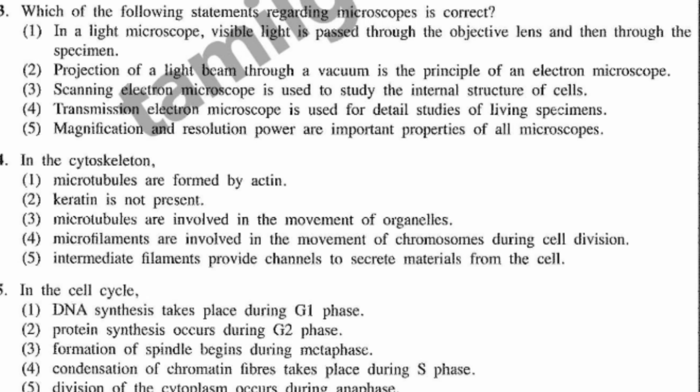Fifth question, in the cell cycle. So it's about the cell cycle, and when they say cell cycle, they are basically talking about mitosis, not meiosis. The first statement says DNA synthesis takes place during the G1 phase. That is wrong. Synthesis phase is the S phase, so not G1 phase. Second statement, protein synthesis occurs during G2 phase. That is correct. So protein synthesis is given in G1 phase and G2 phase both. So second one is the answer.